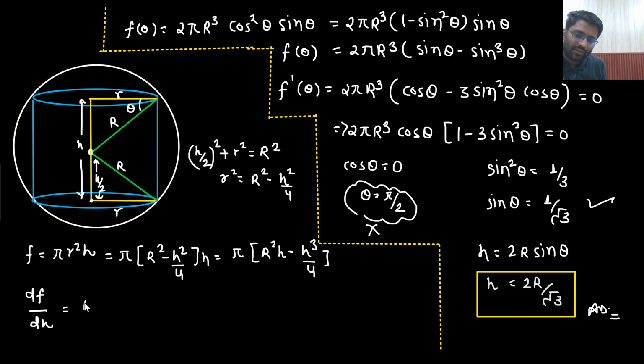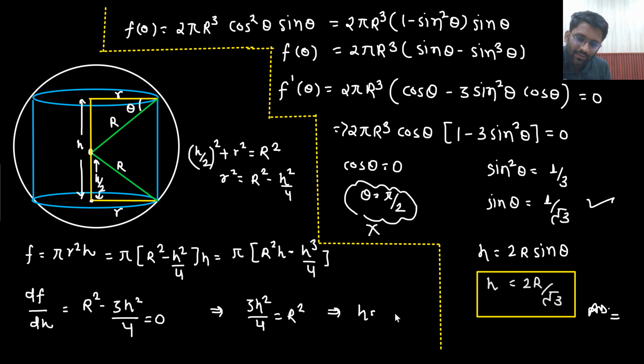What you are getting? R square minus, differentiation of h would be 1, and differentiation of h cube will be 3h square divided by 4. So what answer you are getting? 3h square by 4 will be equal to R square, and the value of h is coming out to be 2r by under root 3. There you go. Within seconds you would have got the answer, sir.